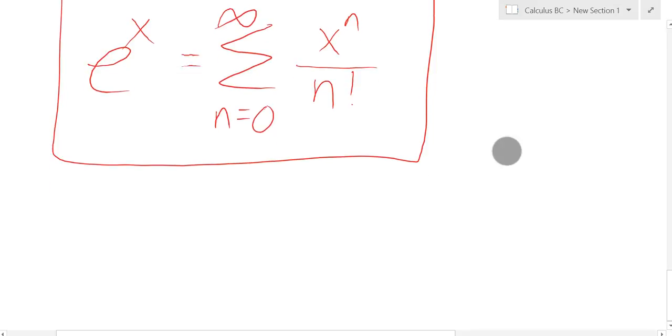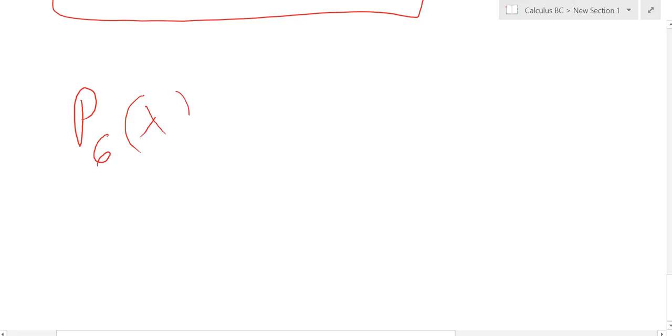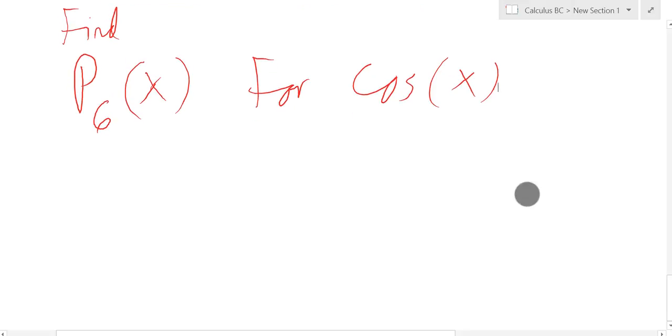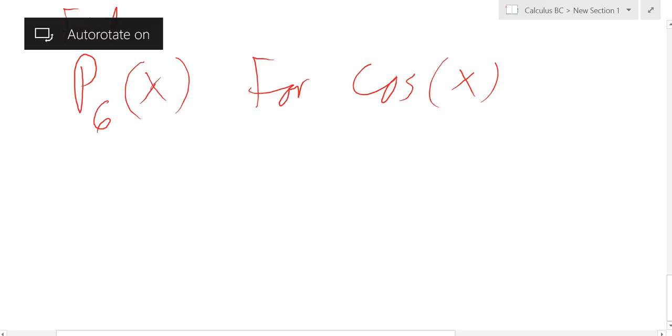But your homework tonight is to find, we'll just go all the way down to p sub 6. So I want you to find p sub 6 for cosine of x, centered at 0. Another way to say that is find the 6th degree Maclaurin polynomial for cosine. Same thing. And I also want you to find, let me type it out, because this is how you're going to see it on a test or the AP exam.